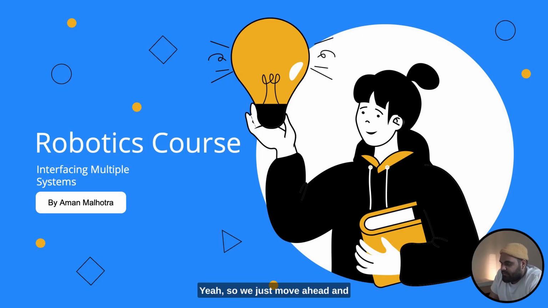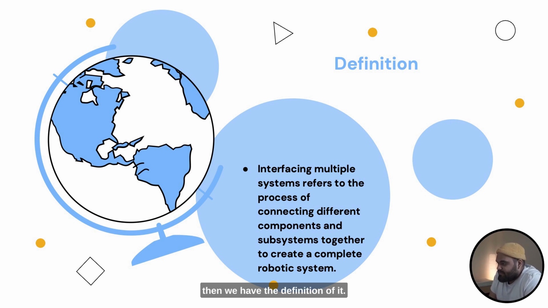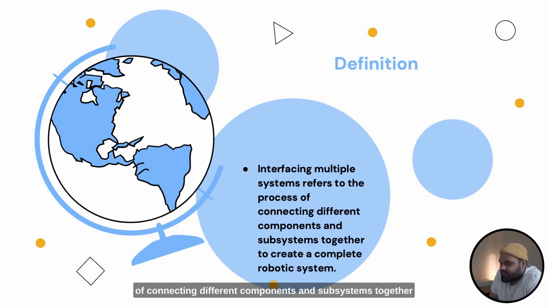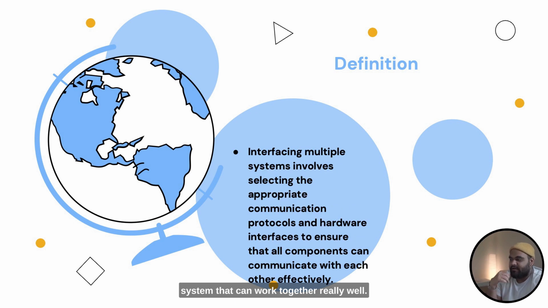So we move ahead, and then we have the definition of it. Interfacing multiple systems refers to the process of connecting different components and subsystems together to create a complete robotic system. As we talked about earlier, we're going to have multiple interfaces just because we want to make a robotic system which is powerful enough, and that's only possible if you have multiple systems that can work together really well.